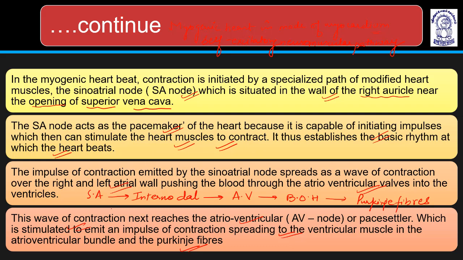The SA node is also known as the pacemaker of the heart. It is present in the right upper corner of the right atrium. It generates impulses at a rate of about 72 beats per minute and initiates the heartbeat. The internodal pathway connects the SA node to the AV node.